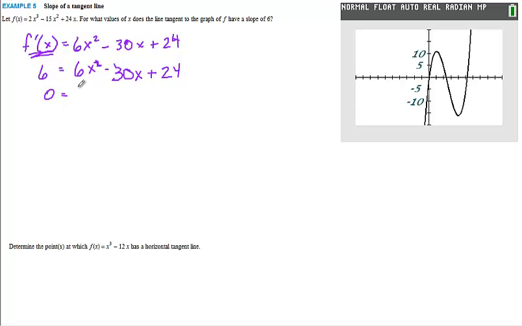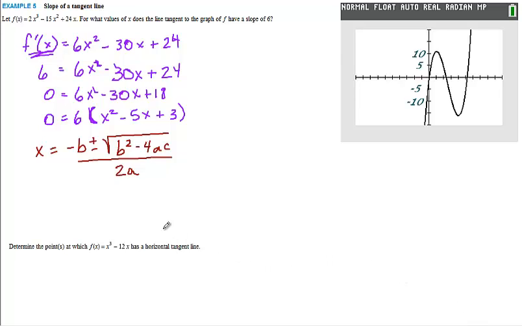Solving this, 6x squared minus 30. Pad's not working real good right now. Subtract 6 from both sides. That'd be plus 18. I'm going to factor. X squared minus 5x plus 3. That's going to be quite messy. So messy, in fact, that it's going to require the quadratic formula.